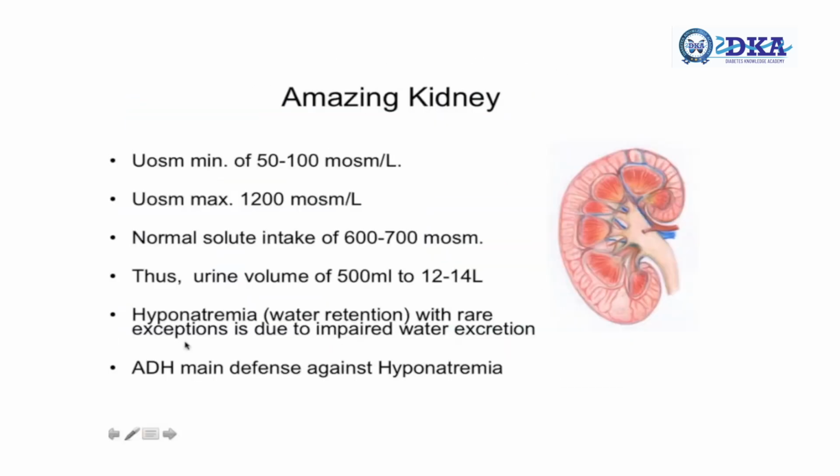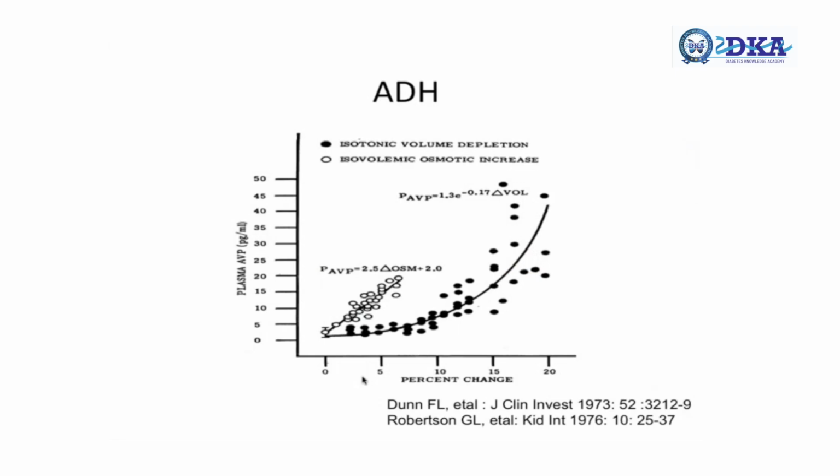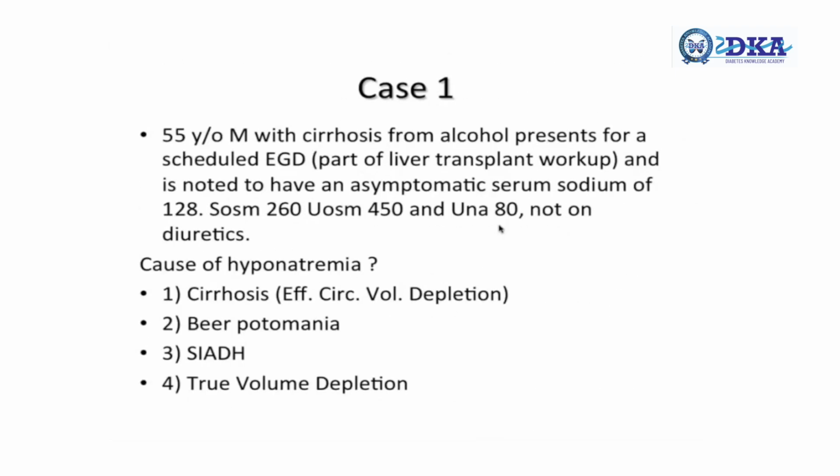But now I will stick to a common algorithm which I would use. I would illustrate it with some clinical cases. So let's take the case of a 55-year-old male with cirrhosis due to alcohol. He presents to the endoscopy department for a transplant workup and is found to have an asymptomatic serum sodium of 128. His serum osmolality is 260, his urine osmolality is 450, and urine sodium is 80. He is not on any diuretics.